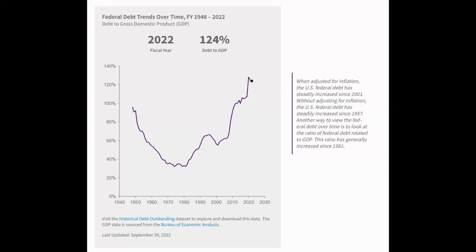And if you look at this chart, you can see in the 1940s, right after World War II, the country had a debt to GDP of 96%. So this means that the country had slightly more GDP than it did debt. And then over the next 40 years, it consistently went down.